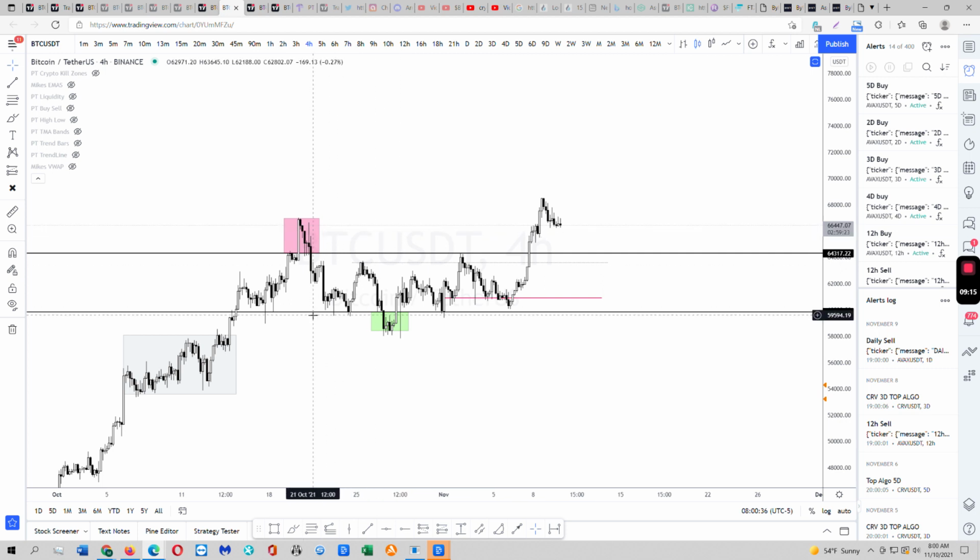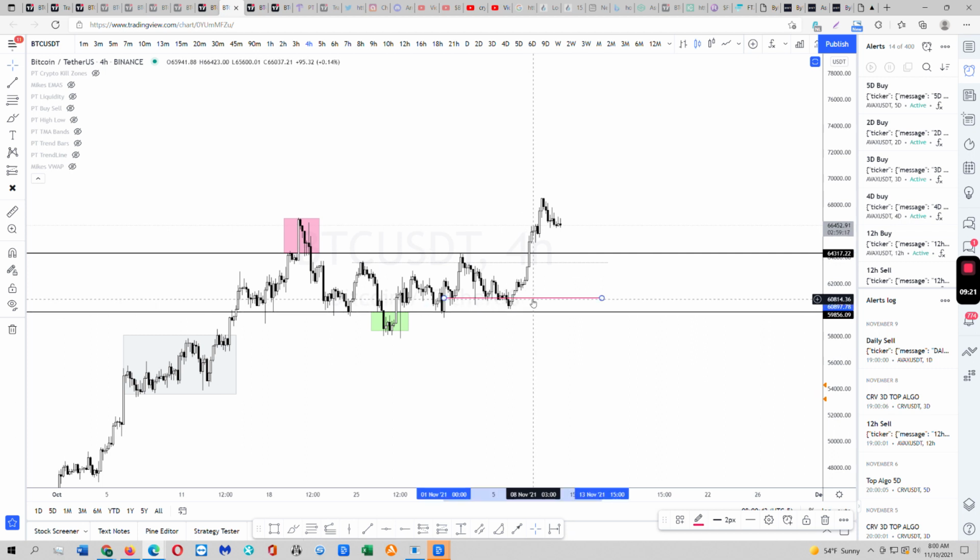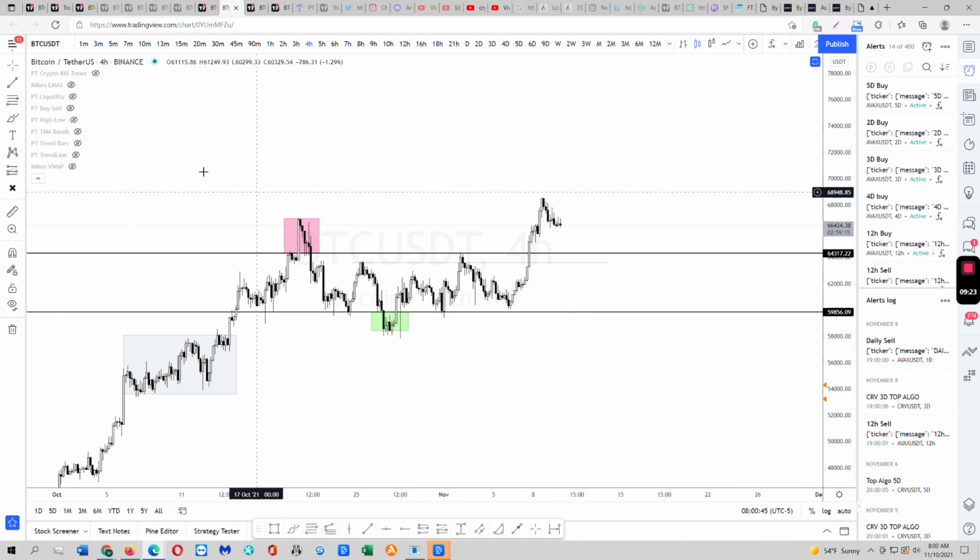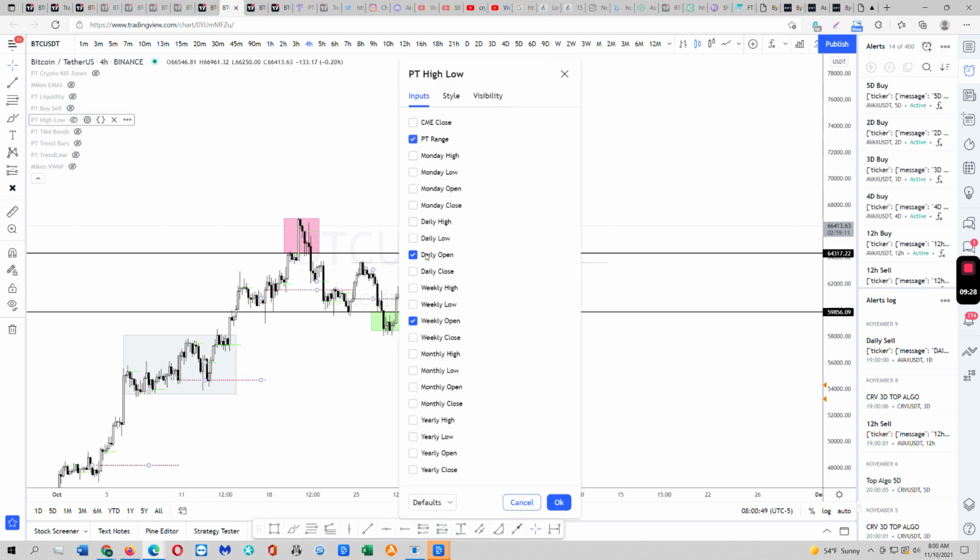Okay. So again, it's going back to the range. This is your micro range. These are the black lines. Let me get rid of this because we don't need this for the time being. Open up your PT, high low PT range. Very important, guys. You can keep your daily open and weekly open.